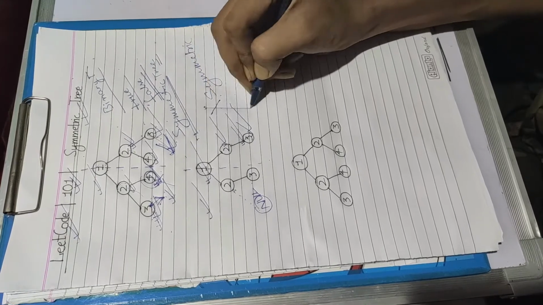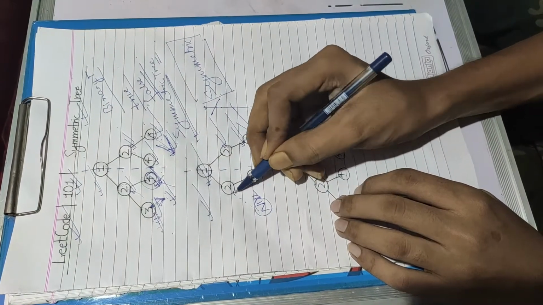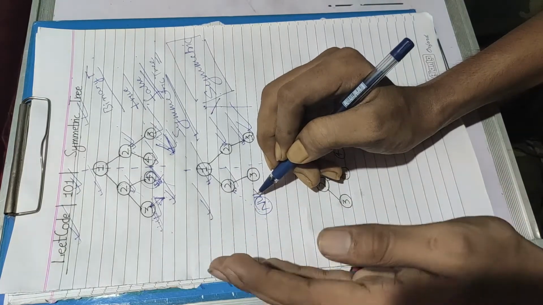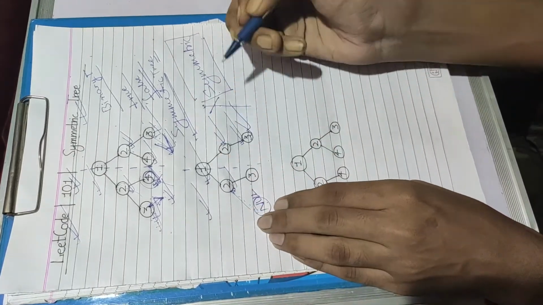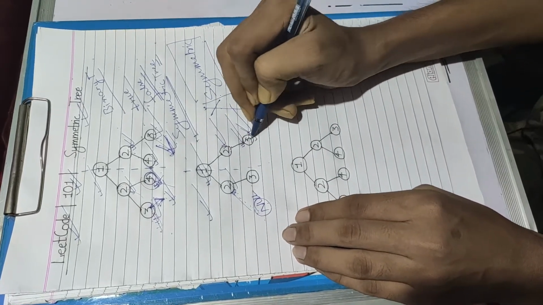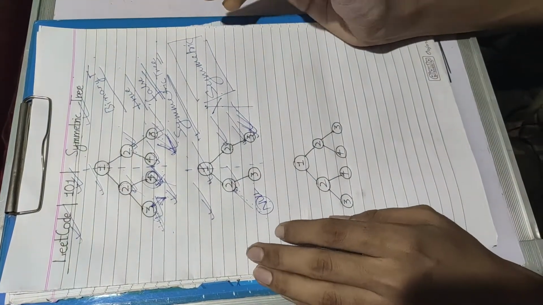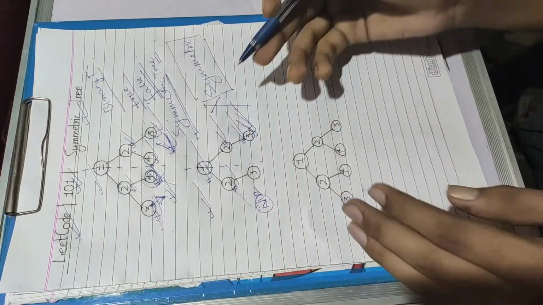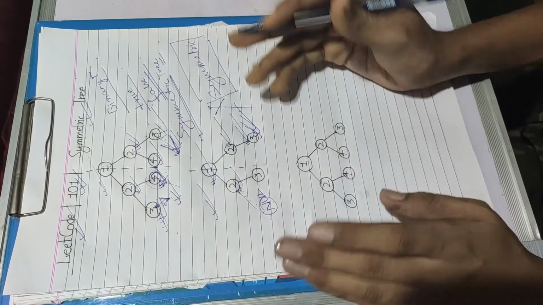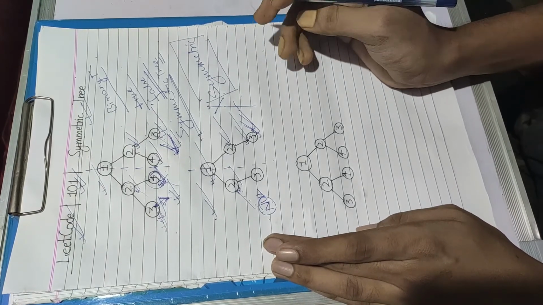This is not a symmetric tree because for this node we have null on the left hand side, and for this node we will check it from the right. Here we have a value that is 3. So this is not a symmetric binary tree. And also if you just take a look at the structure of the tree, you can find out whether this tree is a symmetric binary tree or not.